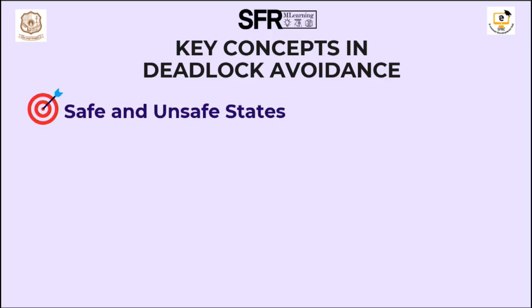First is safe and unsafe states. A system is in a safe state if there exists a sequence of transaction execution that allows every transaction to finish without causing a deadlock. An unsafe state does not guarantee this, though it may not be deadlocked yet.